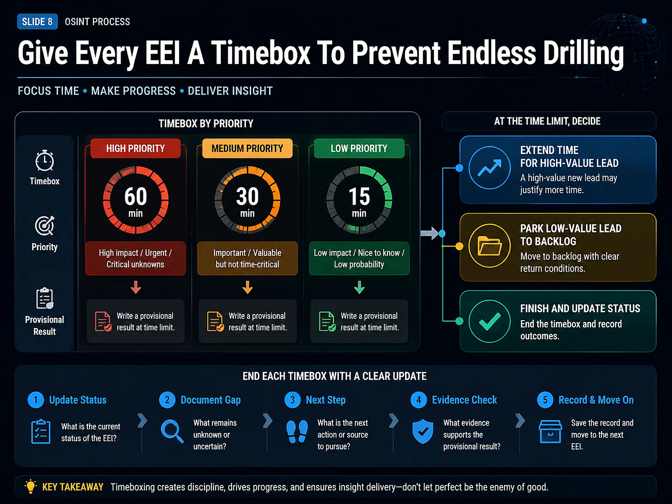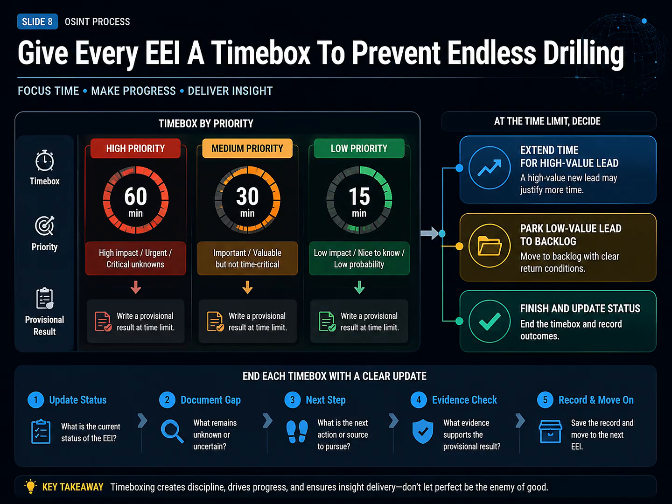Giving each EEI a time box is one of the simplest ways to prevent endless drilling. High-priority tasks receive more time. A low-priority lead may receive 10 minutes for an initial check. When time expires, write the provisional result instead of quietly adding another hour. A genuinely high-value lead can justify an extension. More copies of the same information cannot.